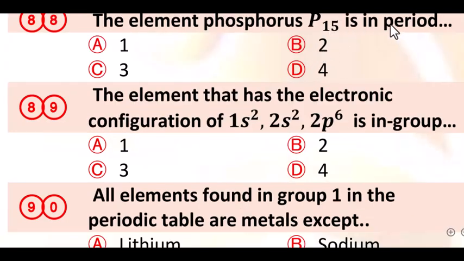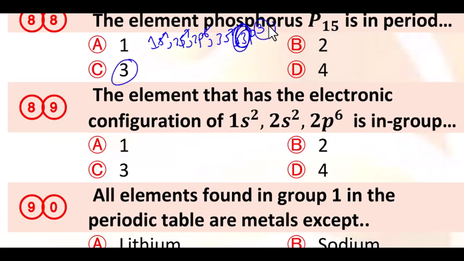The element phosphorus, 15, in which period? 1s2, 2s2, 2p6, 3s2, 3p3. Here 2 plus 2 is 4, plus 6 is 10, plus 2 is 12. So for 3p we only take 3. Which period? That number is the period, period 3. In which group? Here add 3 to 12, group number 15. In period 3, group 15.